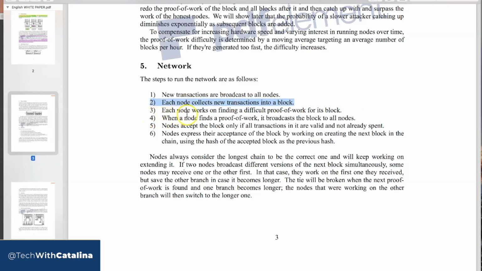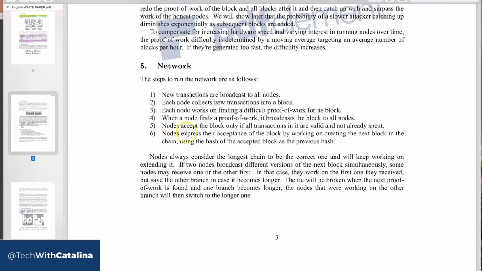Number 3, each node works on finding a difficult proof of work for its block. So each miner is going to try to find the proof of work that he needs to use to mine the next block. This is basically what we explained before about mining and proof of work. Number 4, when a node finds a proof of work, it broadcasts the block to all nodes. So when a miner is able to extend the blockchain, that information is also propagated in the system.